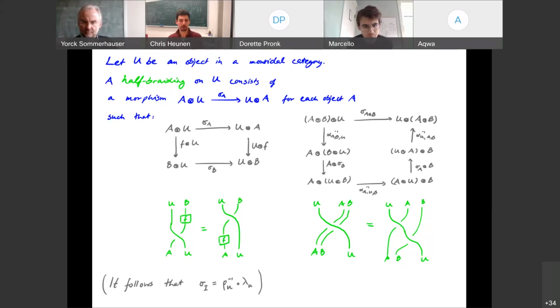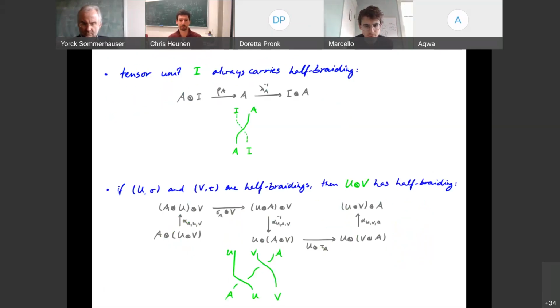Given any monoidal category, I can look at a fixed object and ask, does it have a half braiding? Does it have more than one half braiding maybe? As we were saying, the tensor unit always carries a half braiding by forgetting the I on the left and then inserting it on the right, or the other way around. And if I have two objects with a half braiding, let's say U has a half braiding called sigma, and V has a half braiding that we'll call tau, then the tensor product of the two objects also has a half braiding. It's built as follows.